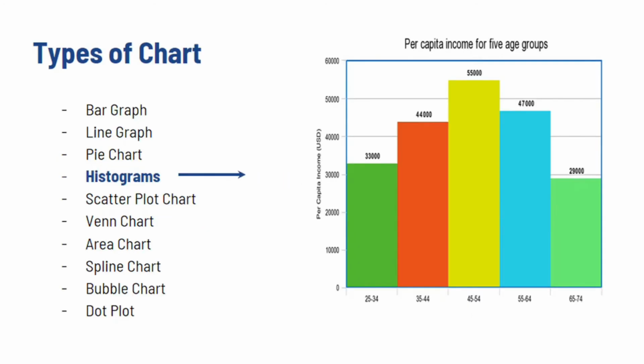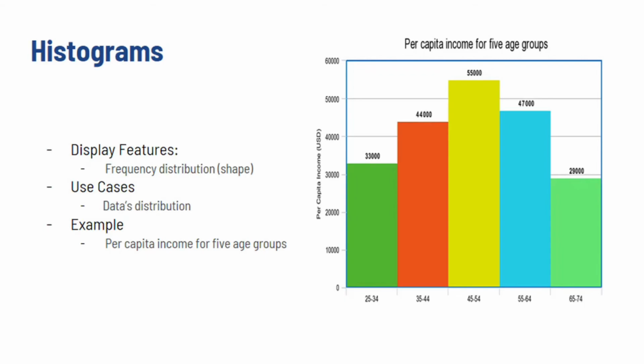The histogram displays a frequency distribution of a dataset. At first glance, histograms look alike to bar graphs. However, there is a key difference between them. Bar charts represent categorical data, and histograms represent continuous data. Histograms are used when you want to represent the shape of the data's distribution and when you want to see whether the outputs of two or more processes are different. For example, the histogram here represents per capita income for 5 age groups.